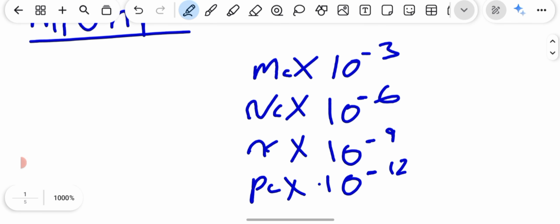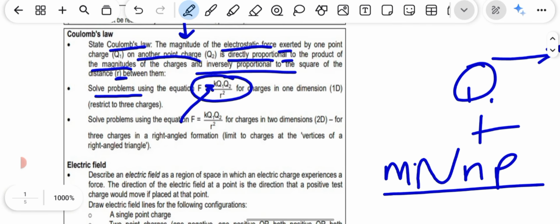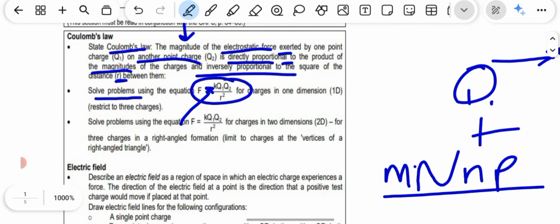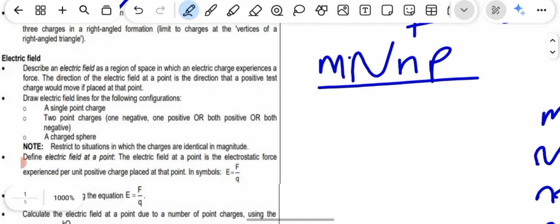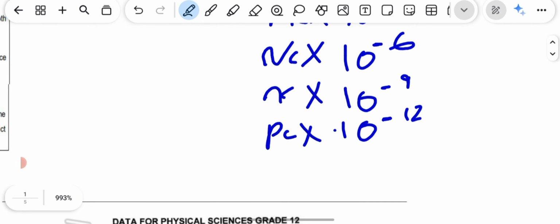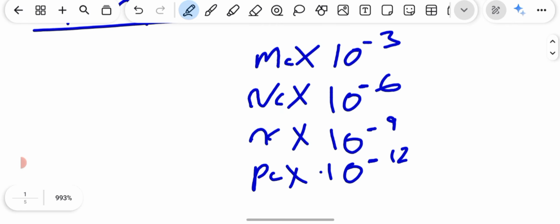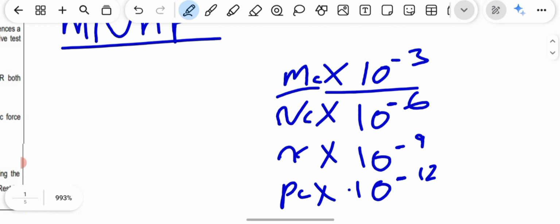Can you see? This is you converting back to coulombs, because each and every time you use the formula F equals K Q1 times Q2 divided by R squared, everything is supposed to be in coulombs, right? Now, for us to convert back to coulombs, if we are given MC, we are going to multiply whatever we have by 10 to the power of negative 3. Please know this. Now you can know it by using this.